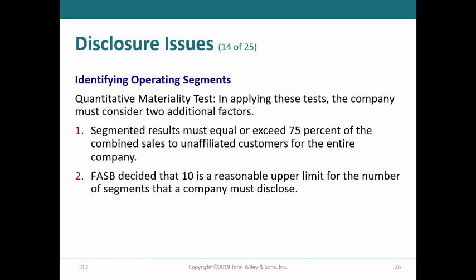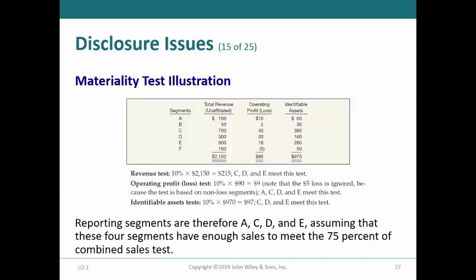After the identifiable segments have been identified, then there are two tests that are applied to the entire group. First, the revenue of the segments that were identified must be at least 75% of the combined sales to unaffiliated customers for the entire company. Last, the FASB has decided that 10 is a reasonable upper limit for the number of segments a company must disclose. To illustrate these three tests for identifying the reportable segments, this slide shows segments A through F and their revenues, operating profits and losses, and identifiable assets.